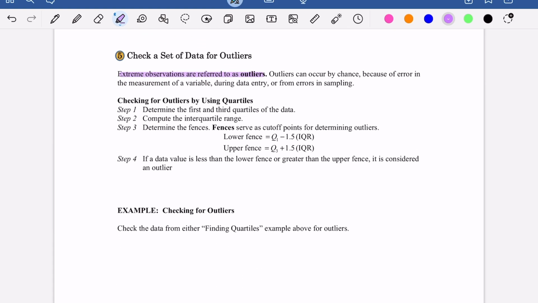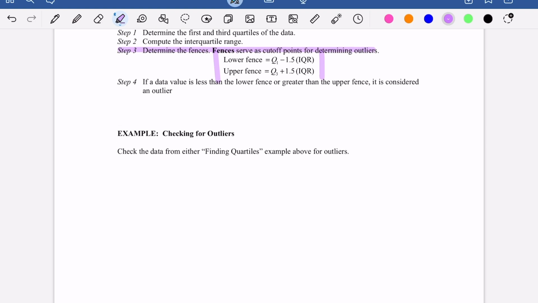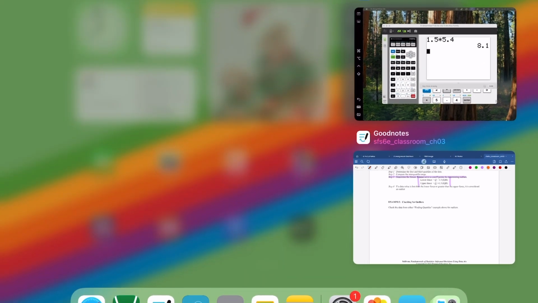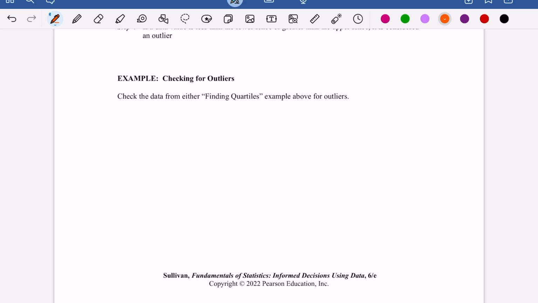Now, when we check for outliers, you determine the fences. Here are your formulas. You will have those formulas. And then if a data value is less than the lower fence or greater than the upper fence, it's considered an outlier. So here is how you are going to find outliers by hand, and then I'll show you how to do it on the calculator. By hand, the first thing you're going to do is find your lower fence and your upper fence. So we're going to do a number line here, and we're going to plot our fences on this number line.